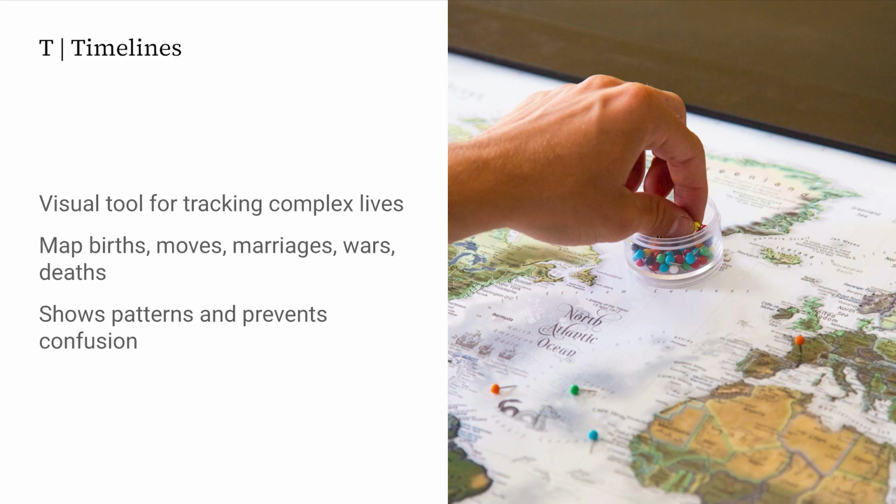T is for timelines. Visual timelines help readers track complex lives, especially when covering multiple people across generations. Map births, moves, marriages, wars, deaths, and other significant events. This organizational tool shows patterns you might otherwise miss, like everyone moving west in the 1880s, or multiple family members serving in the same war. Timelines prevent confusion and help readers follow along without constantly flipping back to check dates. They're particularly helpful for children and visual learners.